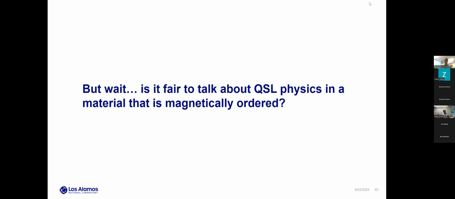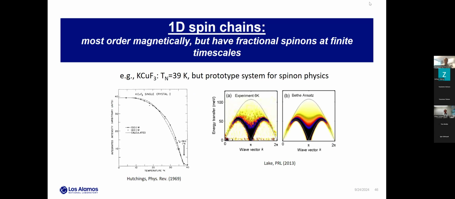But wait, you may ask the question, is it fair to talk about quantum spin liquid physics in a material that's magnetically ordered? Well, I'm going to argue the answer is yes. And the reason why, next slide, is we can point historically to the one-dimensional spin chains. These have been studied for 50 plus years with neutron scattering. Most of them order magnetically, but nevertheless have fractional spinons at finite timescales.